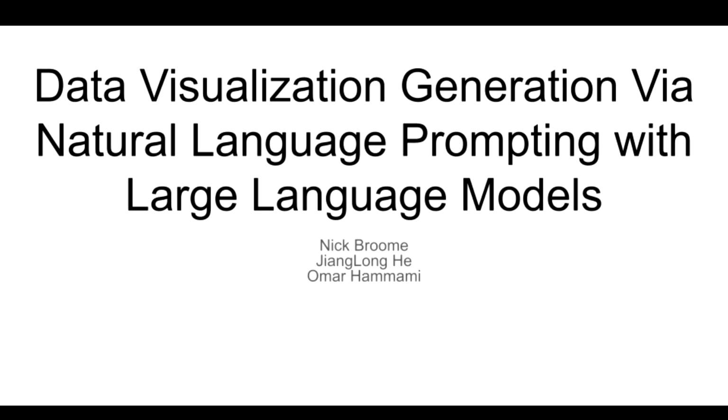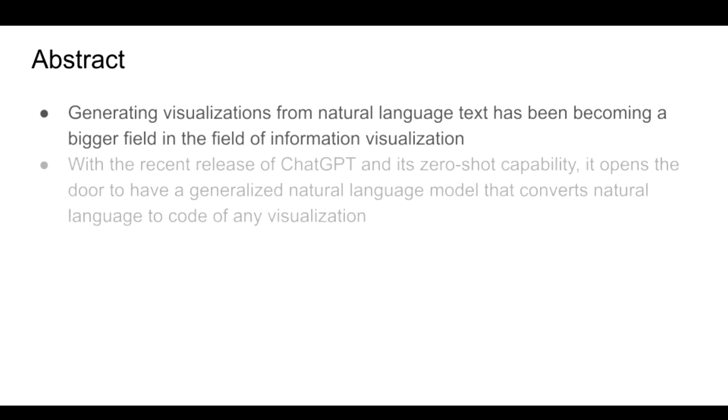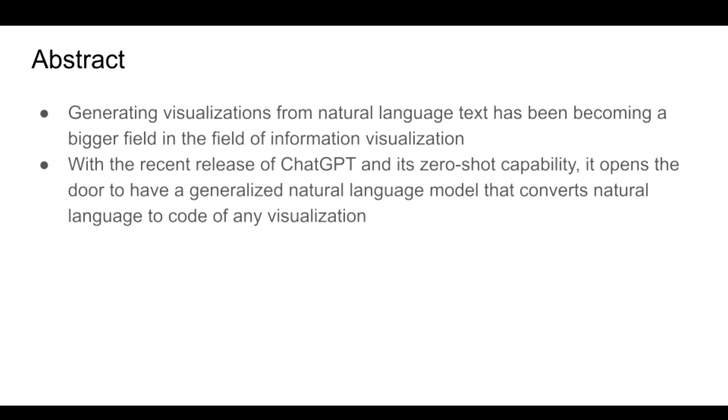We will be showcasing our take on NYU's Visualization of Machine Learning course's default project, the Large Language Model, or LLM, project. Generating visualizations from natural language, or NL, text has been becoming a bigger field in information visualization. With the release of ChatGPT and its zero-shot capability, it opens the door to have a generalized NL model that converts NL to code of any visualization.